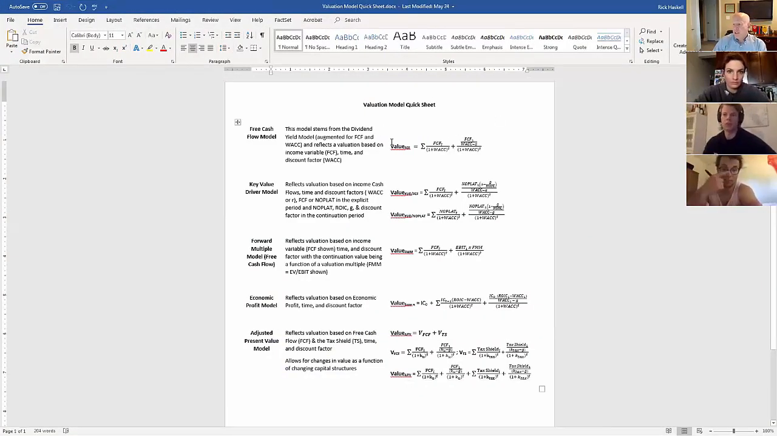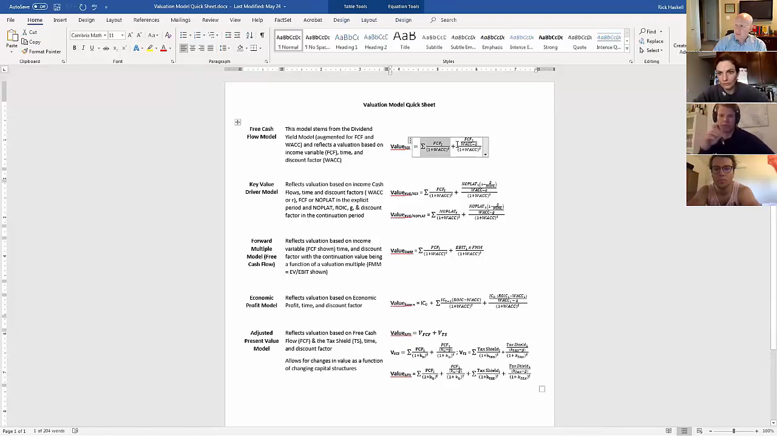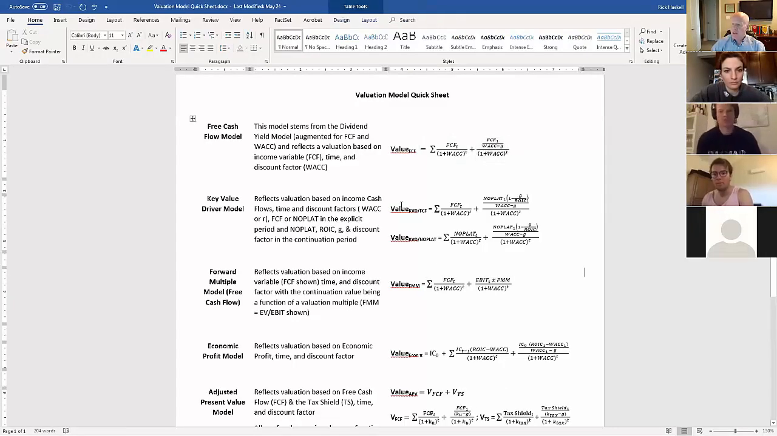We already know the free cash flow model pretty well. Present value of the cash flows during the explicit period plus the present value of the continuing value. You've seen these many times. And you'll see that we actually have two different versions of the key value driver model. One in which free cash flow is expressly the cash flow variable that we're using, and another in which we only use NOPLAT during the explicit period. But in the continuation, we have the exact same structure.